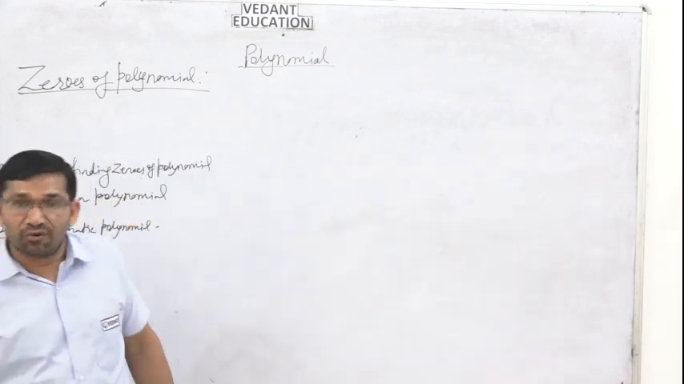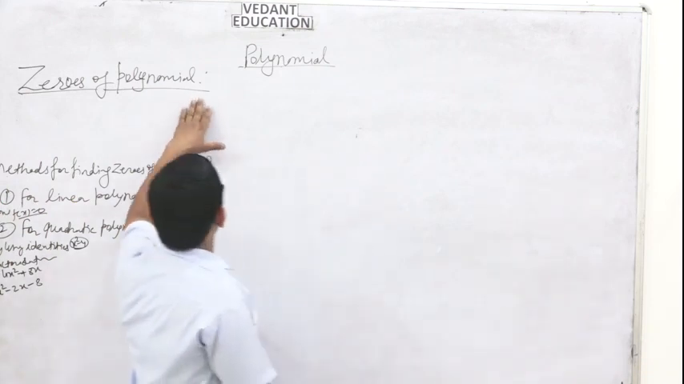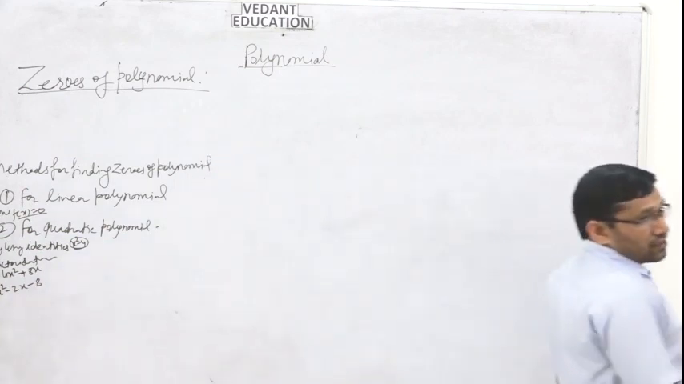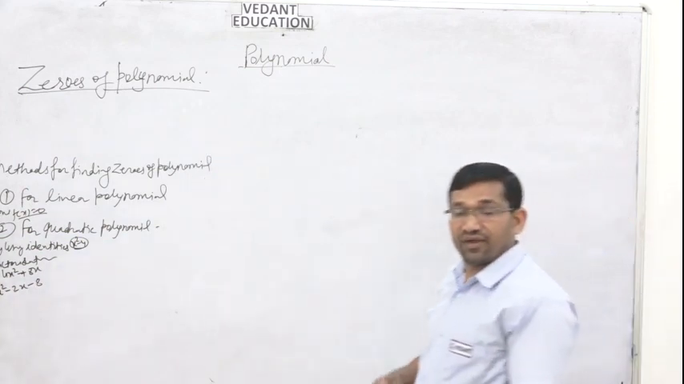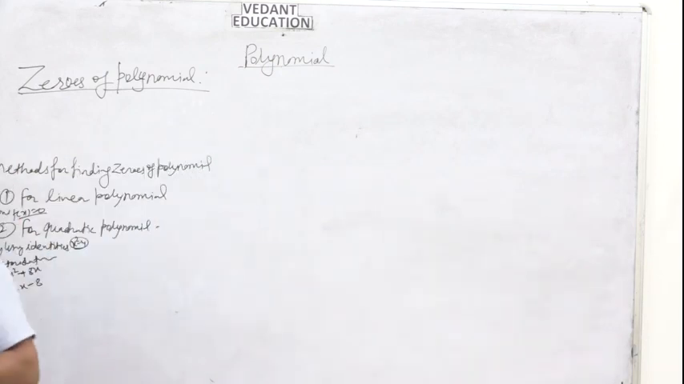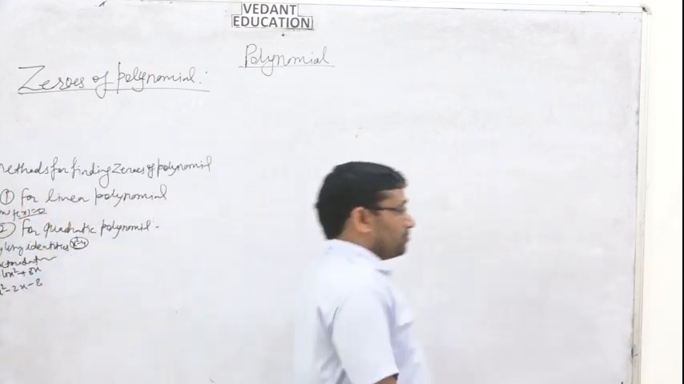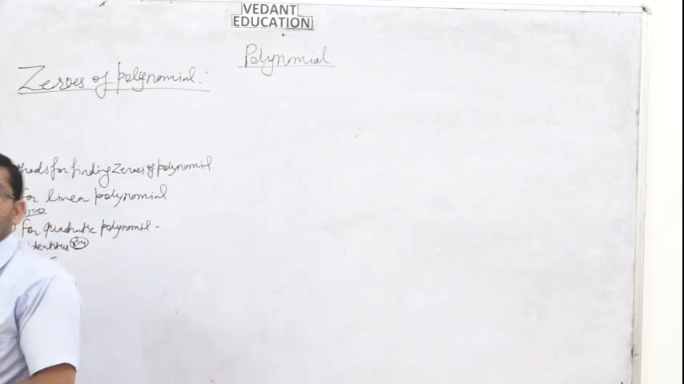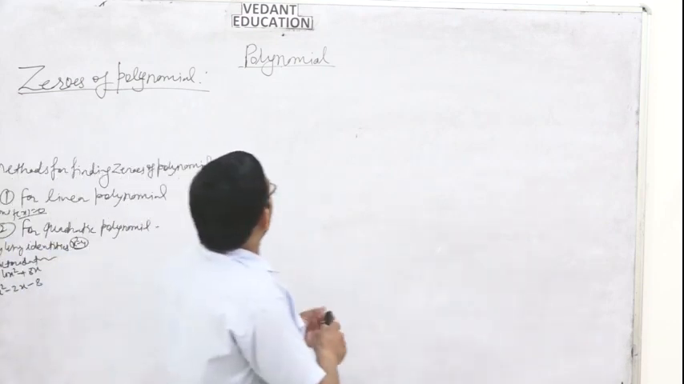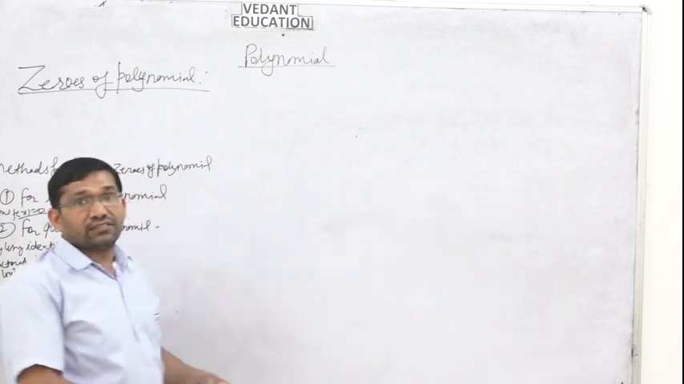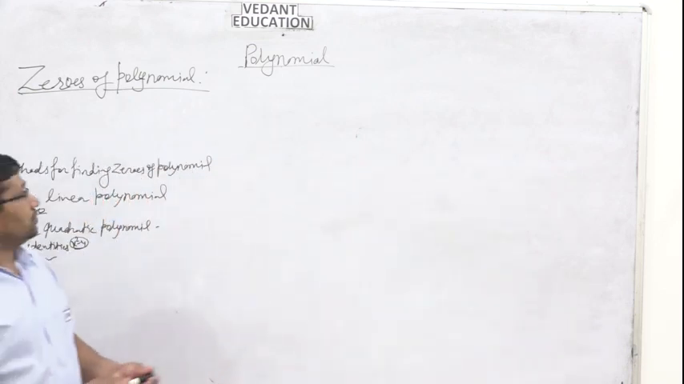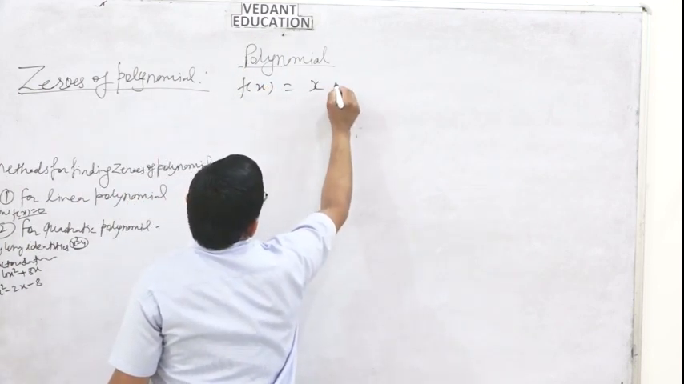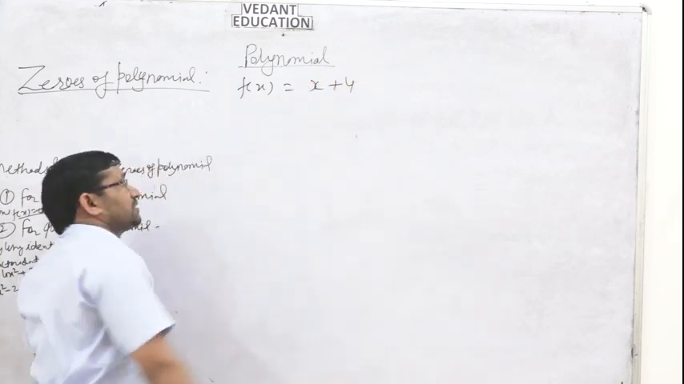Now we start a new topic, zeros of a polynomial. Zeros of a polynomial means the value of the variable of any polynomial which makes the value of the polynomial 0 is known as a zero of the polynomial. For example, if fx is equal to x plus 4, this is any polynomial.